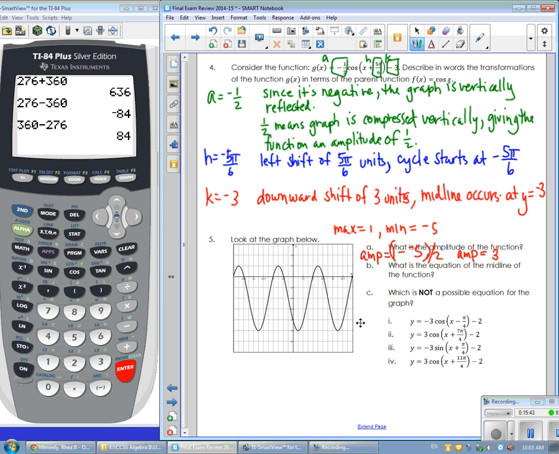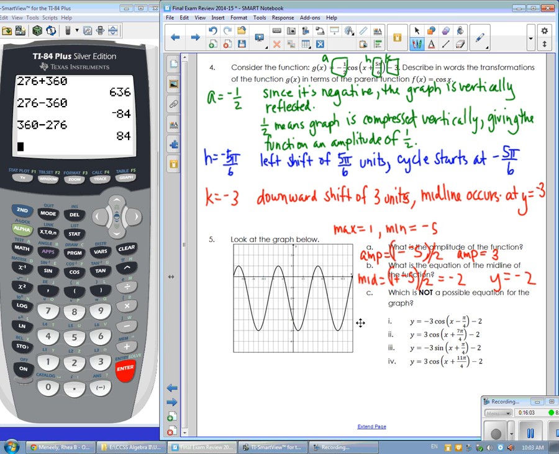In part B, when it's asking for the equation of our midline, remember the midline is the average. So the midline is going to equal, if I find an average, I'm adding them. So 1 plus -5 over 2. That's going to be -4 over 2, or simply -2. And so my midline would be at the equation y equals -2.